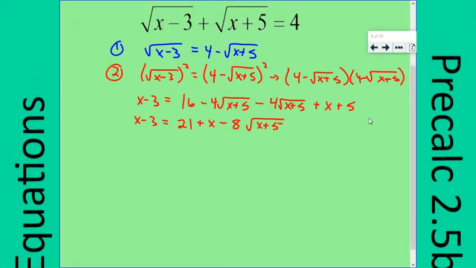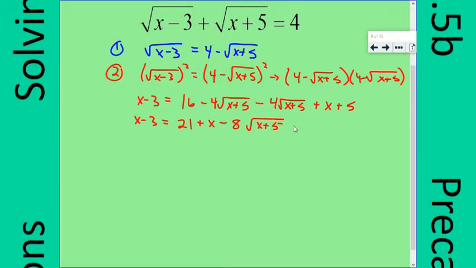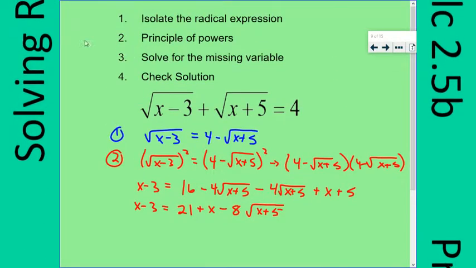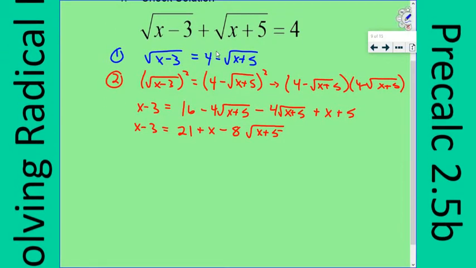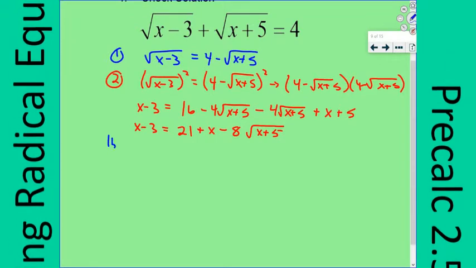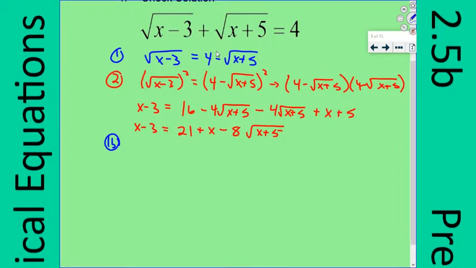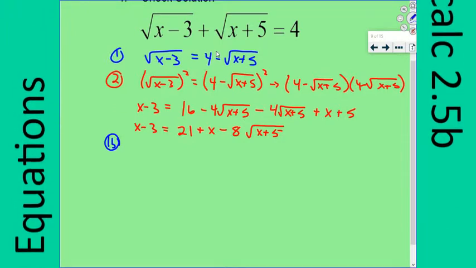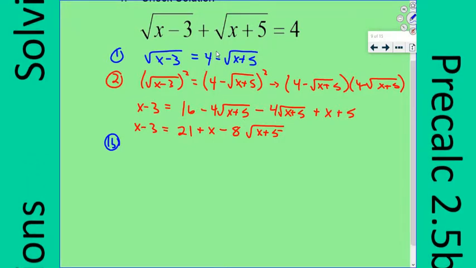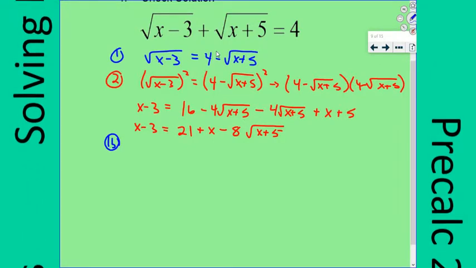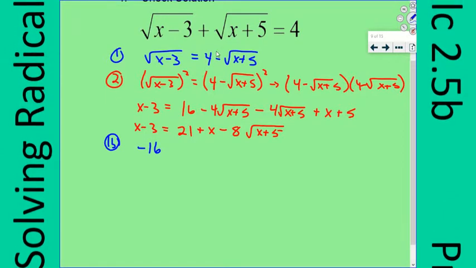Now, since we still have this square root guy here, we need to circle back up to number 1 and isolate the radical expression again. So we're going to go back into blue, or 1 part B, and we're going to say, okay, we're going to get that radical expression on one side by itself. So we're going to take x, subtract an x, that gives us 0. Negative 3 minus 21 more is negative 24, plus 8 is negative 16.